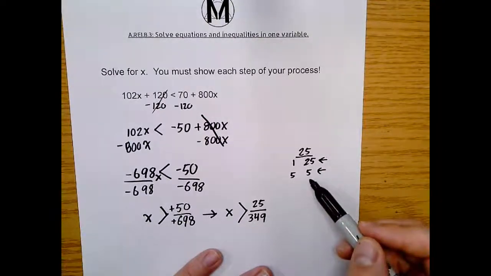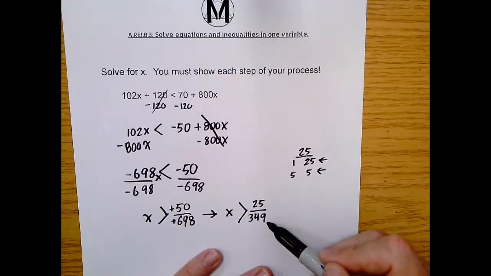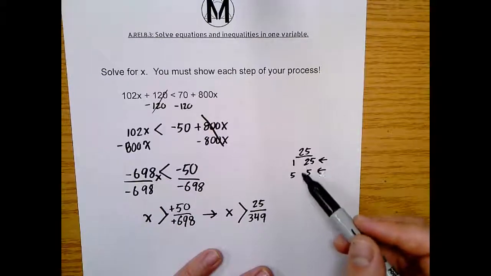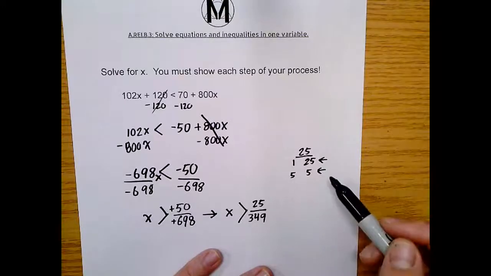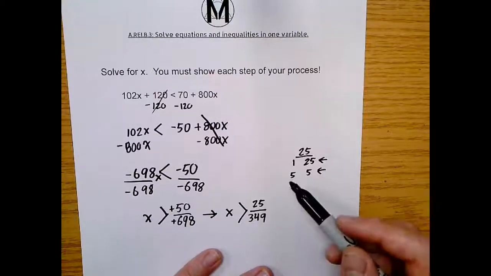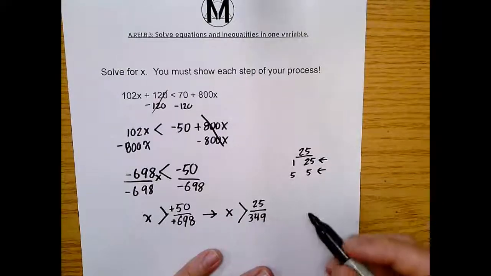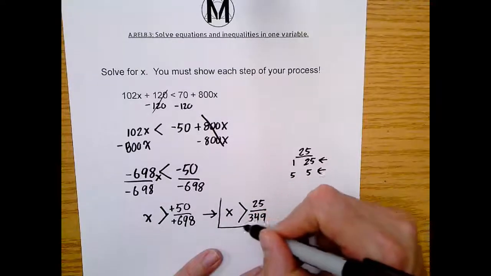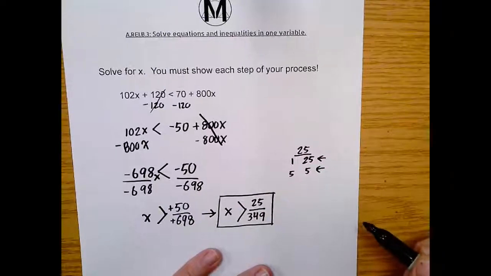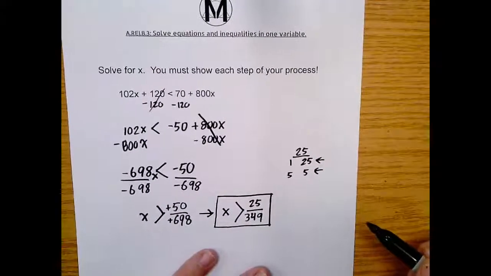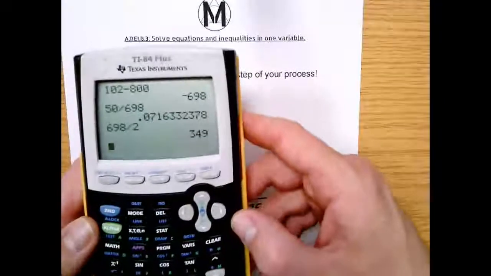Well, if you multiply 5 by anything, it's always going to end in a 5 or a 0. So 5 won't work because 349 ends in a 9. And if you think about 25, 25 also always ends in a 5 or a 0, right? Because it goes 25, 50, 75, 100, 125. So long story short, because nothing ends in a 5 or a 0, this is it. This would be your answer. x must be greater than 25 over 349.